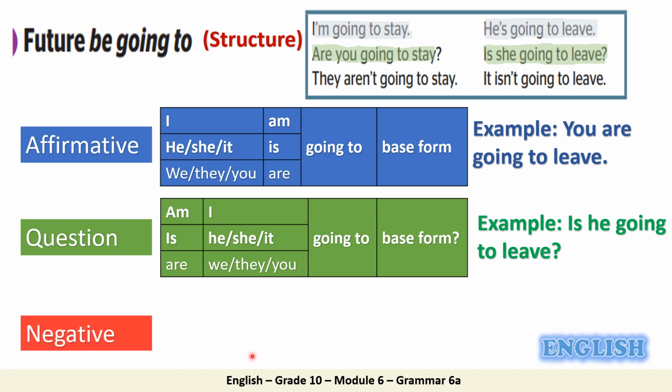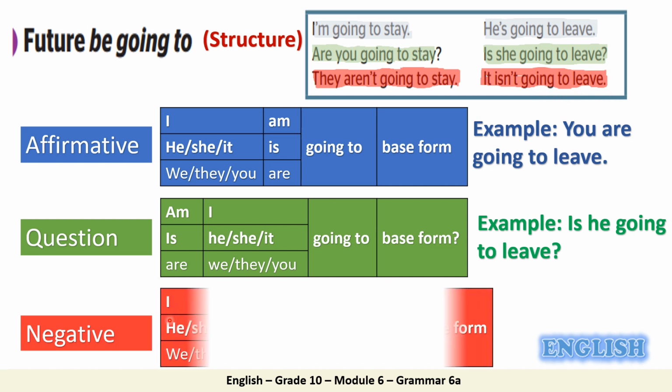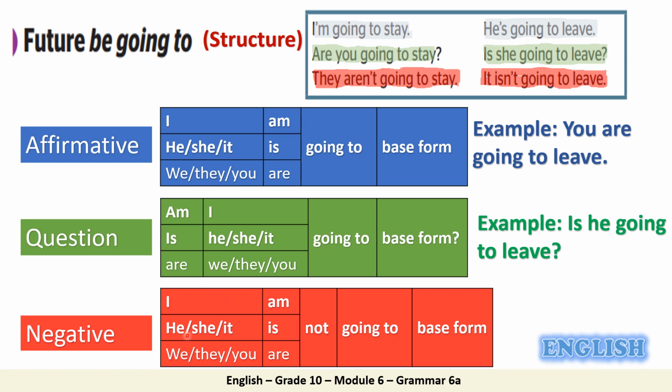Now, the final one is the negative, which is very similar to the affirmative with the addition of not. So let's take a look. They aren't going to stay. It isn't going to leave. The rule is, yes, it is subject plus verb to be plus not plus going to plus base form. For example, I am not going to leave.